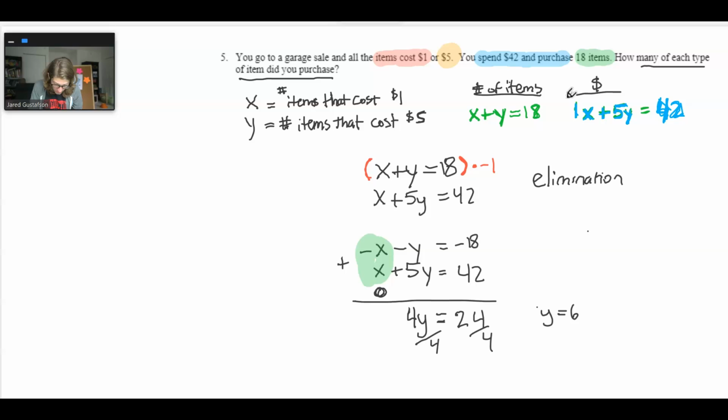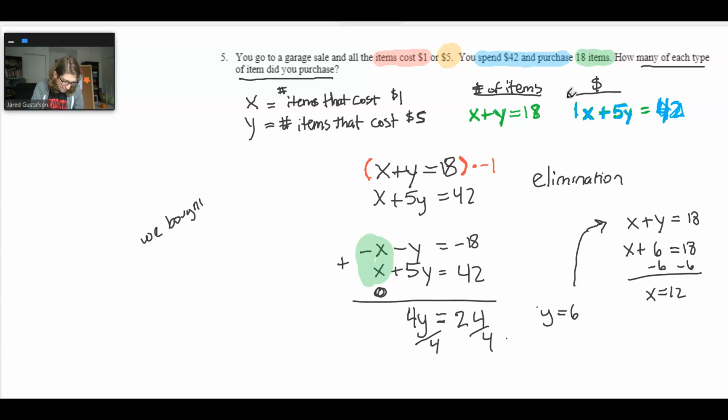Go back to one of the original equations. I'll just choose X plus Y equals 18. We'll replace Y with 6. We'll subtract 6 from both sides, X equals 12. So our answer is we bought 12 $1 items and 6 $5 items.